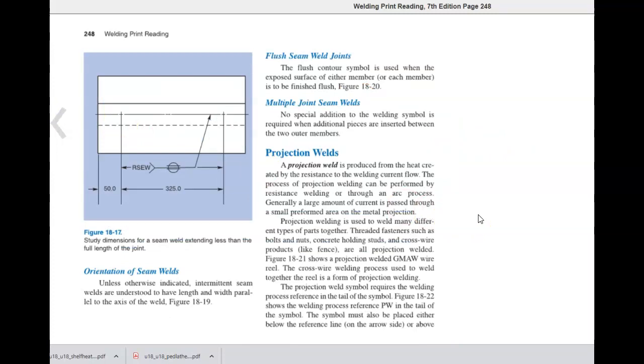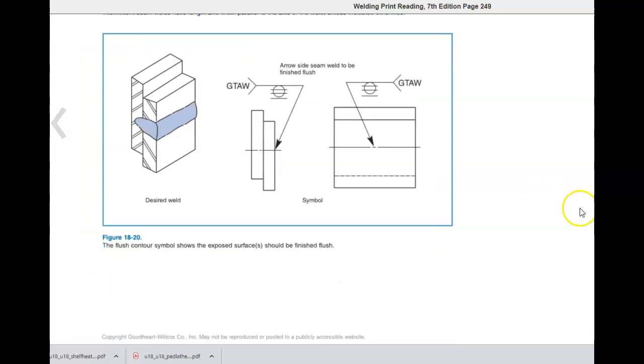Flush seam weld joints. The flush contour symbol is used when the exposed surface of either member or each member is to be finished flush. Figure 18-20.